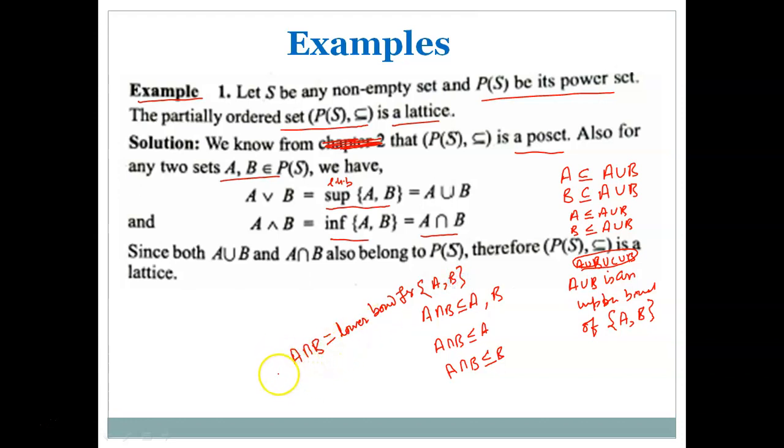Why? Because if we take the intersection of other sets C, D, etc. with this, those are infinite numbers of lower bounds, and among those lower bounds this one is the greatest. So now clearly, if we take two sets A and B from the power set, then their union as well as their intersection are part of P(S) itself. So I can say that A union B and A intersection B belong to P(S). Therefore, this partially ordered set P(S) with the inclusion relation is a lattice. This is a very common, simple example of a lattice.